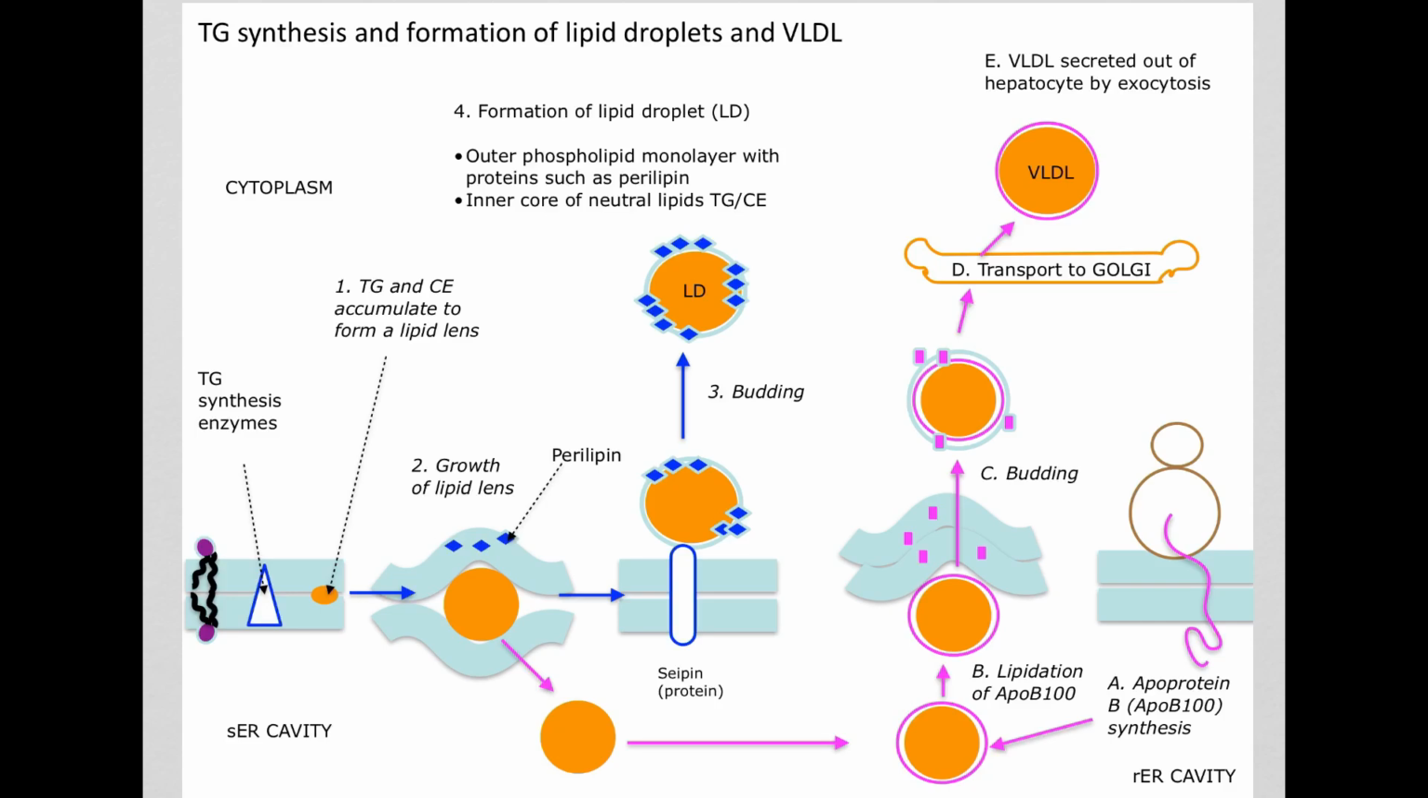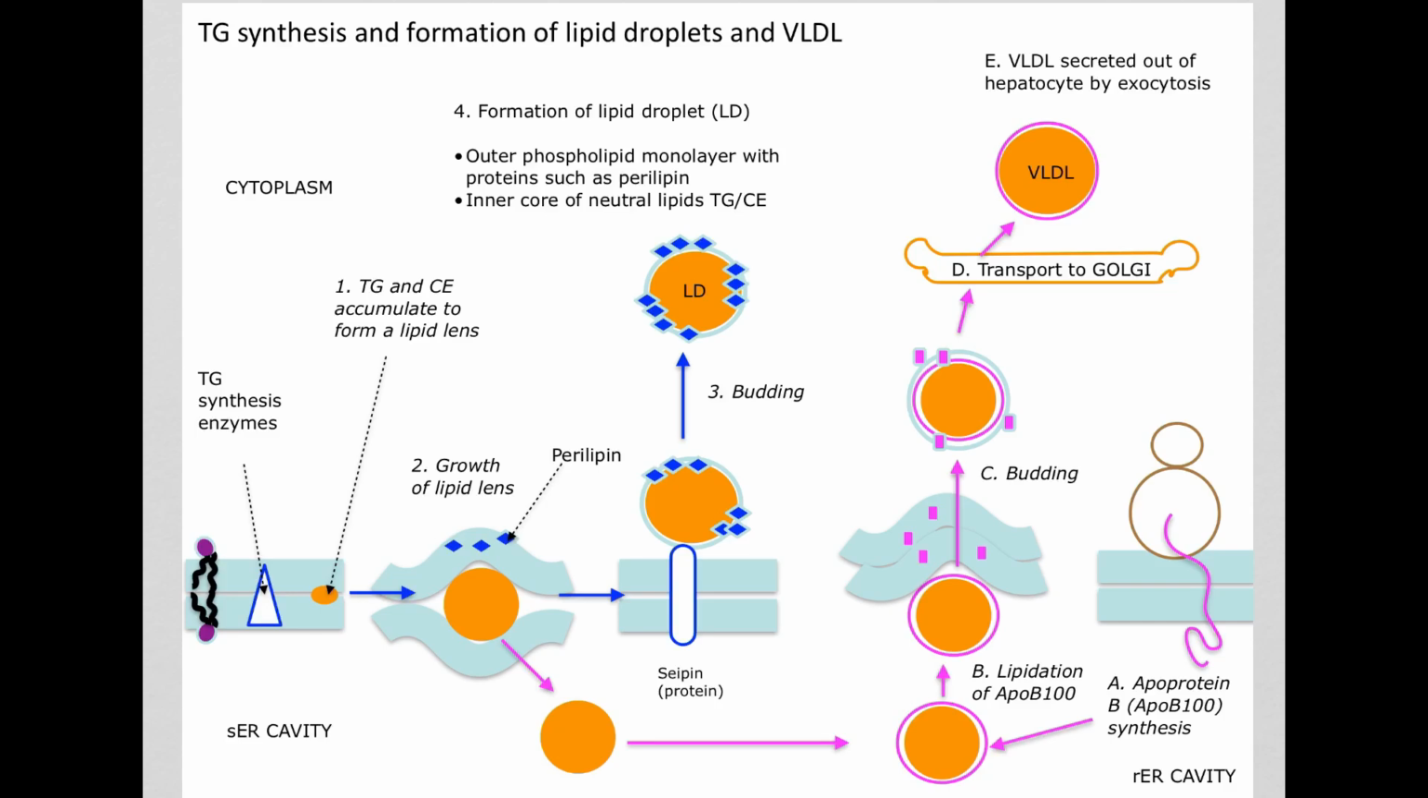So the enzymes that synthesize triglycerides, you can see they are bound to the membrane of the endoplasmic reticulum, the smooth endoplasmic reticulum. So this is the membrane of the smooth endoplasmic reticulum. This is the cavity of the SER. And you can see the lipids that are made, the triglycerides that are made, they are located in the hydrophobic part, you see, inside the membrane.